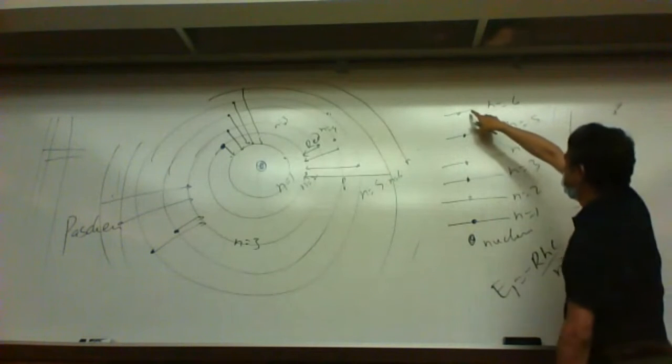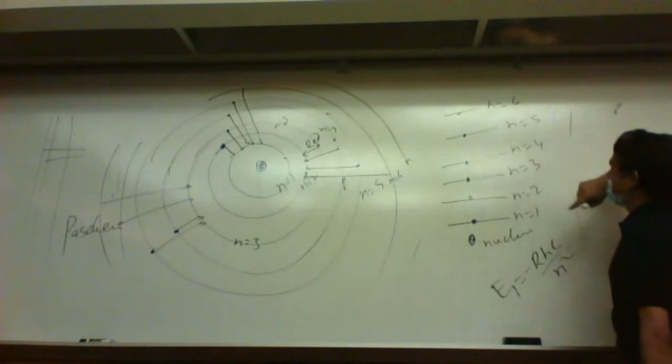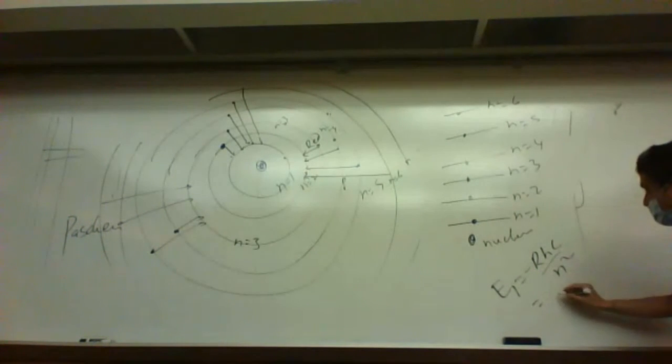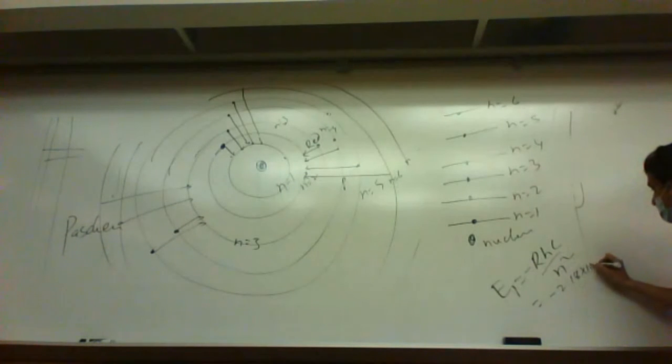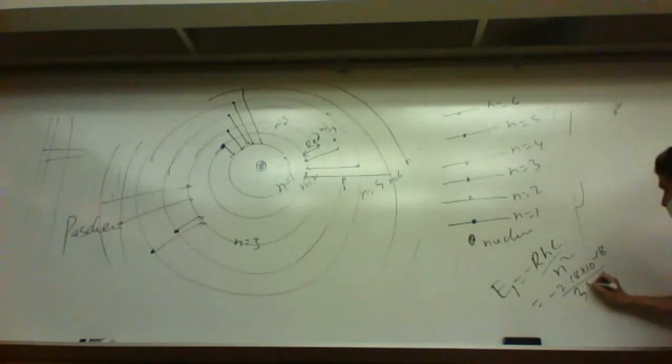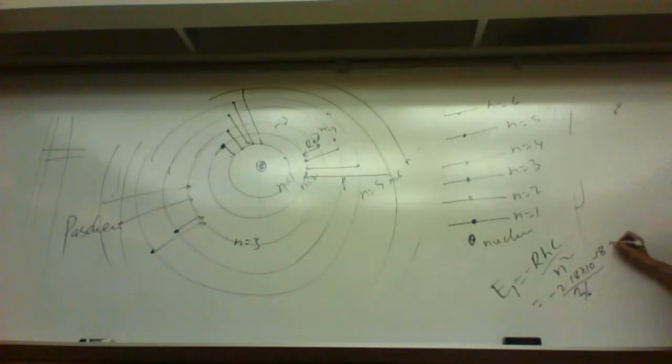If you are calculating the energy of the electron in the sixth orbit, how much energy would it have? Minus R_H C, which is 2.18 times 10 to the power minus 18, and then n squared, n is 6, n squared would be 36. Put 6 here, divide 2.18 by 36, and that gives you the energy in that sixth orbit. Make sense? It's pretty easy, right?